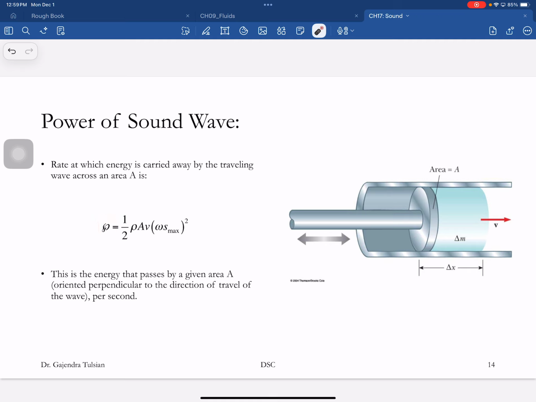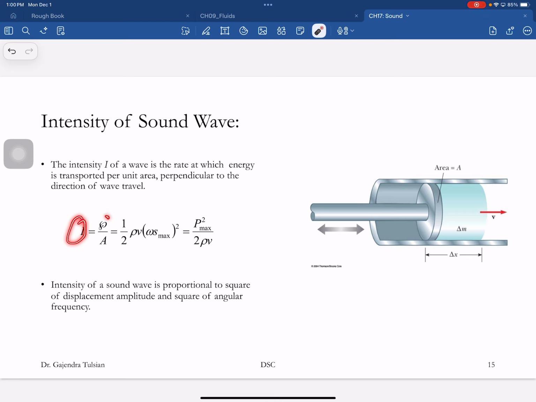That's given by, so the energy being transported across the area per second is 1/2 the density of the fluid, the area of cross section of the piston or the cylinder, the speed at which the wave is traveling, the frequency, and the amplitude of the air molecules. And you can see the power depends on the frequency squared. So the energy that passes by a given area perpendicular to the direction of travel per second, that's what that is.